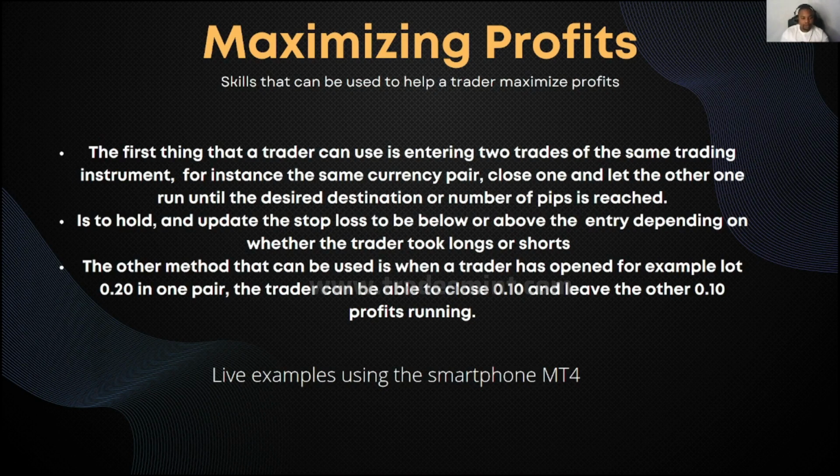The other method that you can use is when a trader has opened, for example, lot size 0.20 in one pair. The trader can close 0.10 and leave the other 0.10 profit running. Also, I'll have to do a demonstration on MetaTrader 4 to show you guys what I mean by this.